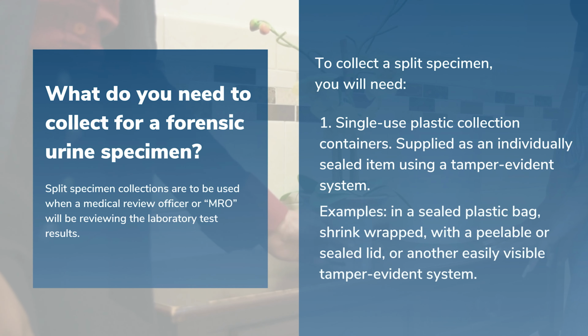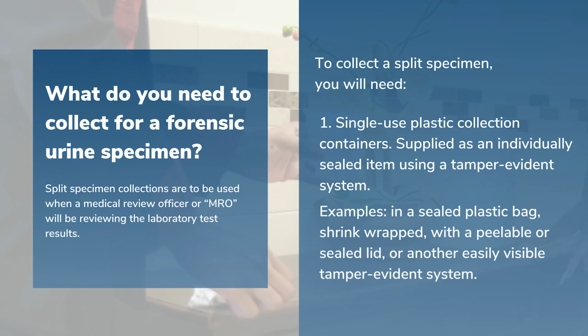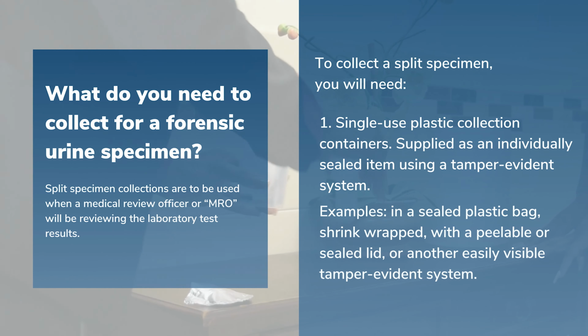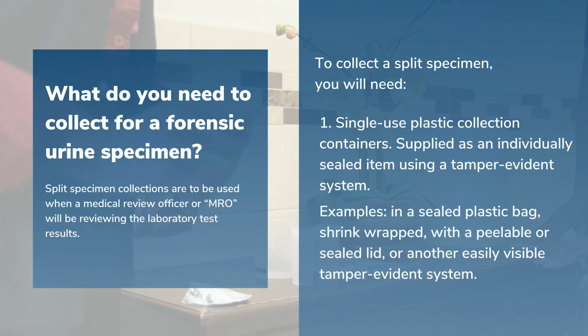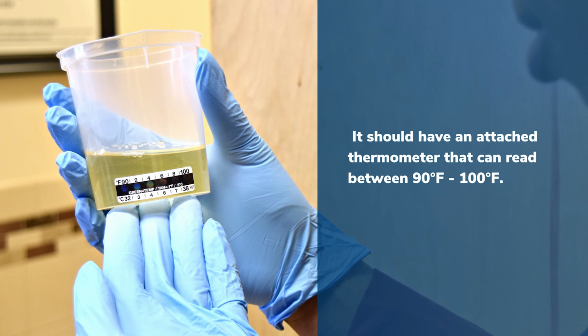What do you need to collect a forensic urine specimen? Split specimen collections are to be used when a medical review officer, or MRO, will be reviewing the laboratory test results. To collect a split specimen, you'll need, first, single-use plastic containers. They're supplied as an individually sealed item using a tamper evidence system. For example, they may come in a sealed plastic bag, they may be shrink-wrapped, they may have a peelable or sealed lid, or another easily visible tamper evidence system. It should have an attached thermometer that can read between 90 and 100 degrees Fahrenheit.